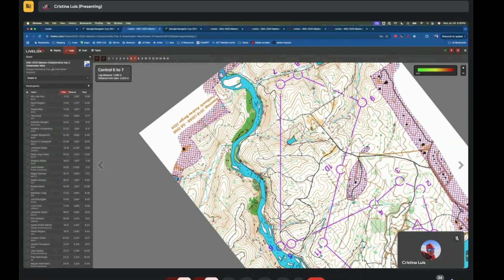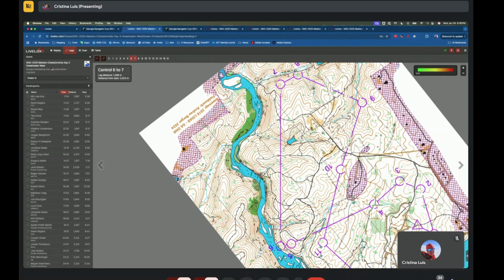6 is close to the water. That is true. Though this is downstream, right? So the water gets lower as we go up that way. All right, so let's take a look at what people did.